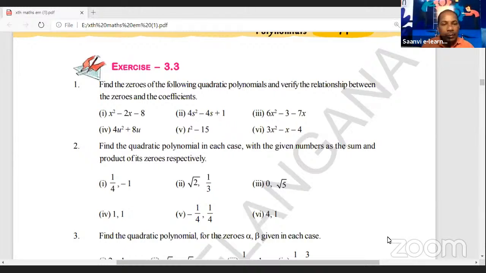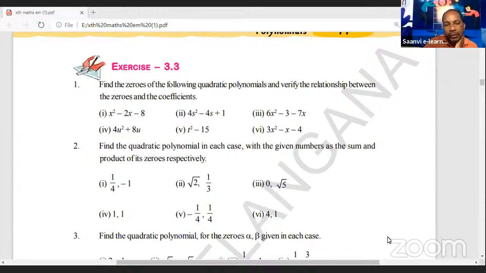Find the quadratic polynomial in each case with the given numbers as the sum and product of its zeros respectively. Observe the question carefully, children. What is it asking here? Find the quadratic polynomial. It means the given numbers are the sum and product of the zeros.